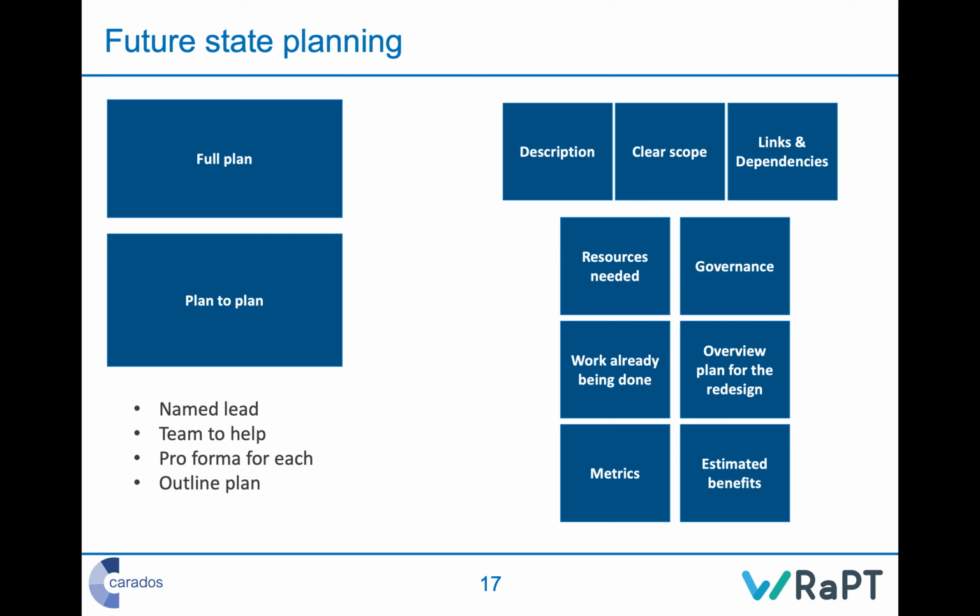If you are picking those out, there's a few things to make sure that you need if you're going to have those sort of sub plans, as it were. There's a few things that you need for each one of those. For that plan, you need to have a named lead and resources that are going to help with it. And you need a pro forma for the team to complete, because you want every one of those plans to be the same if you can. There's a project charter that we use in the redesign section of this book, which works quite well. And then you are going to need to support the teams to come up with an outline plan.